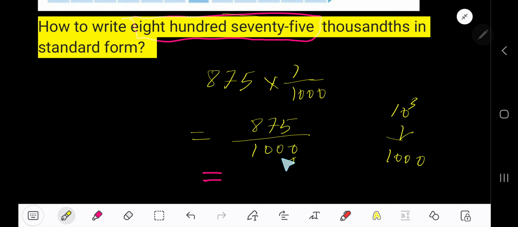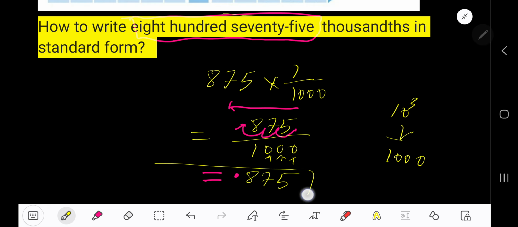So just count the number of 0s and move the decimal from right to left equal to that number of zeros. 3 zeros: 1, 2, 3. You have to place the decimal point here. 0.875. This is the standard form of notation for 875 thousandths.